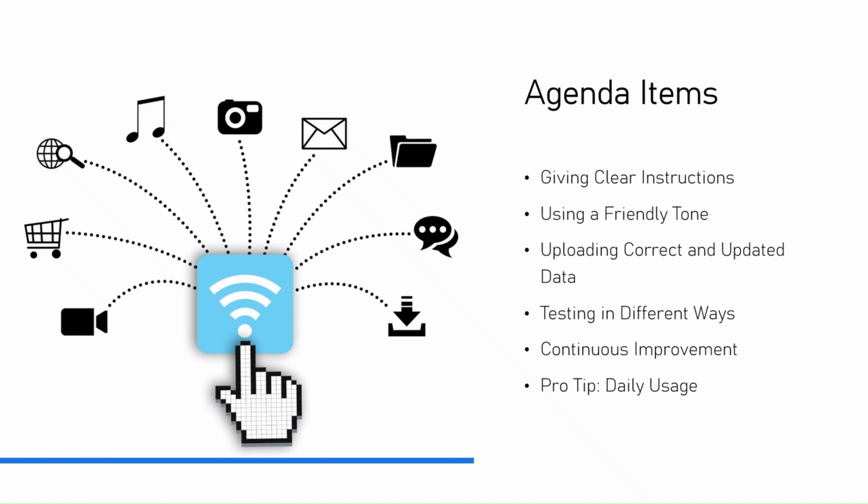We will start by talking about why clear instructions are important when using GPT. Then we will look at how being friendly in your messages helps. After that, we will see why giving correct and up to date information matters. Next, we will talk about trying different ways of asking questions, using different prompts. We will also learn how to keep improving your results. Finally, we will end with a simple pro tip for using GPT every day.